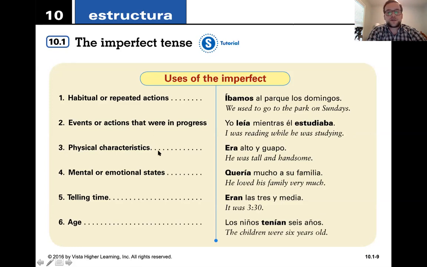So also physical characteristics. Era alto y guapo, right? Usually, you know, you're not handsome and tall for just one day, right? So it's something that used to happen. That's why you use the imperfect with physical characteristics, right? Because it's usually something that's longer, something that's around more time. Ongoing. Mental or emotional states. Quería mucho a su familia. He loved his family very much. Telling time. Eran las 3:30 or era la 1 de la mañana. And then age. Los niños tenían 6 años. Okay, so those are our uses right there. But the main ones are going to be habitual or repeated actions and events or actions that were in progress.